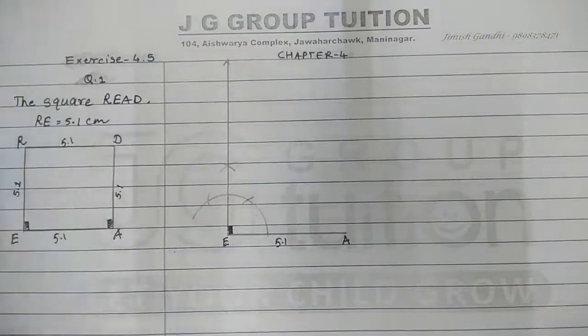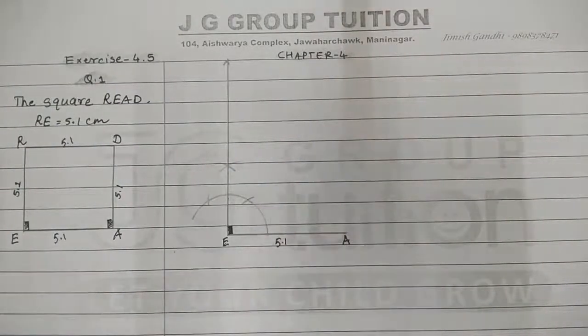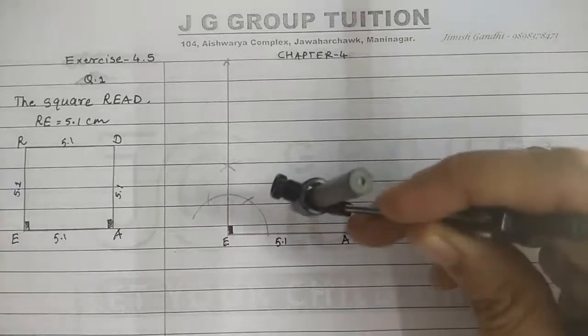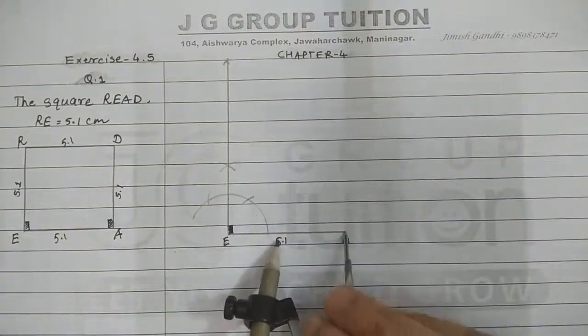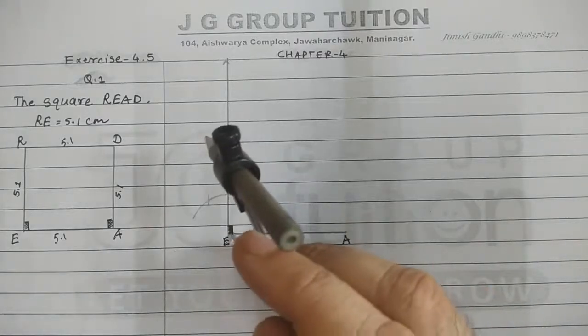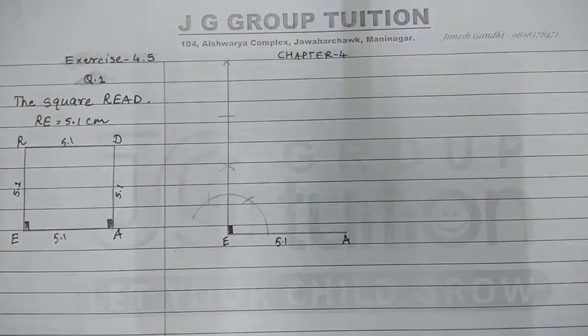Now let me just tell you one more method. We are not going to construct a right angle here. So now let's see how we can obtain the R and D points. R is quite easy to obtain, as it is mentioned that ER is also 5.1. So I'll take the length of the radius EA, which is also 5.1. We should keep the same radius, and from point E, draw one arc. So this must be point R.